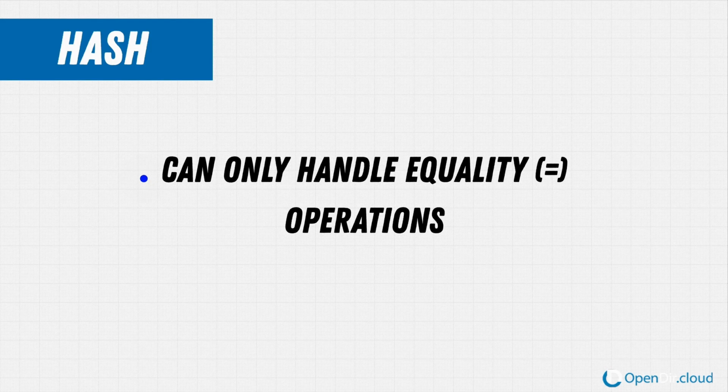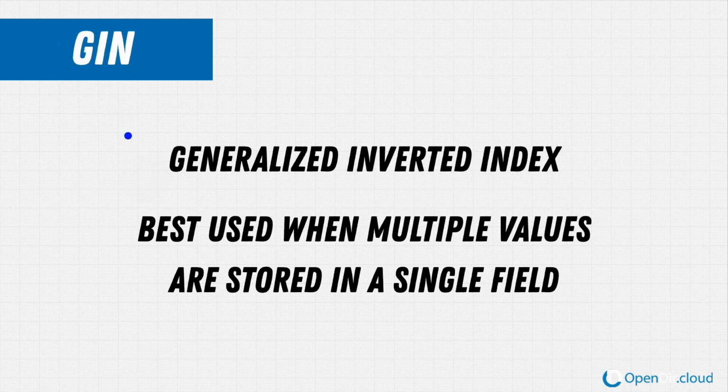Now, with that said, let's look at some other types of algorithms that can be used. GIN, Generalized Inverted Index. It is best used when multiple values are stored in a single field. Now, we haven't really seen any columns that store multiple values in a single field, but when we get into database creation and table creation, we're going to see that Postgres has an array type. And we'll get into the details of what an array type is, but basically an array type is multiple values in a single field.